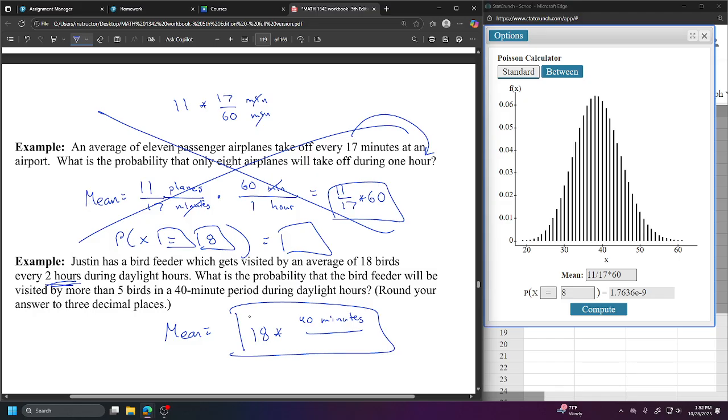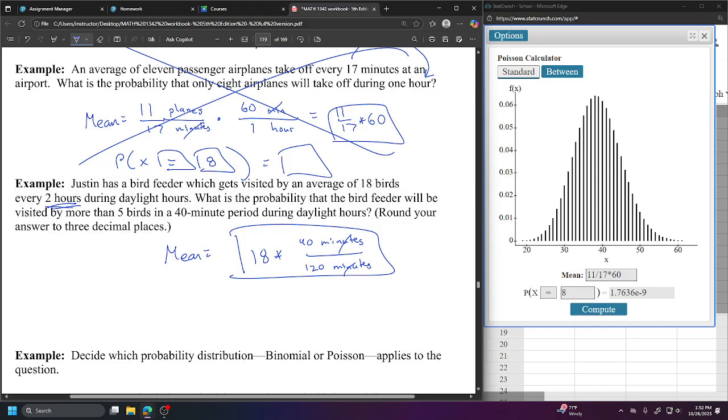2 hours is how many minutes? 120 minutes. And see how my minutes are going to cancel? I think that's what I'm going to do, and I hope for the best here. And then I'm going to go to the homework.